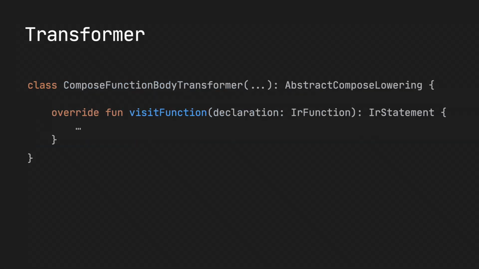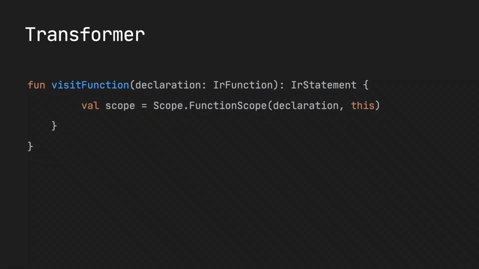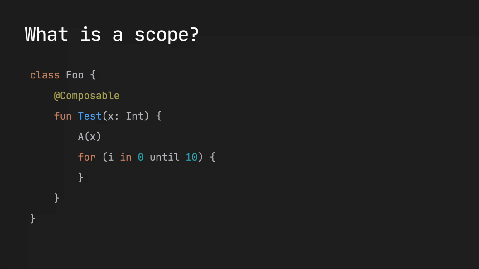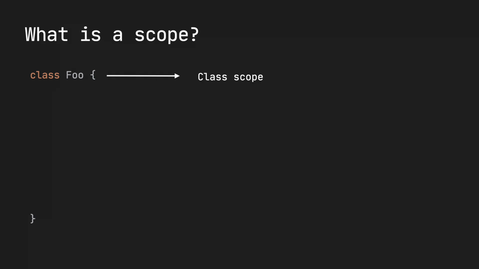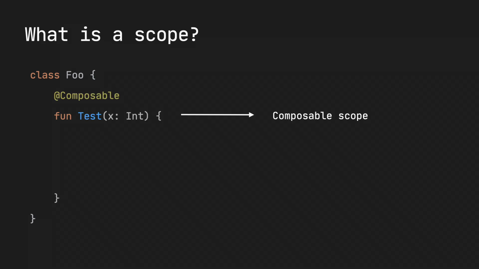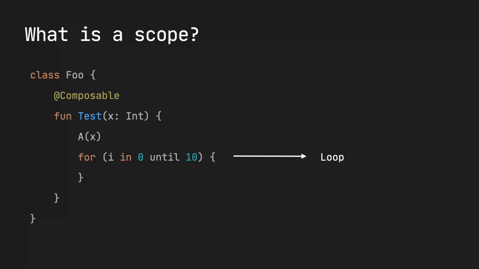So let's look at how this visitFunction works and what the logic is in there. The first thing that it has to do when it visits an IR function type is to create a function scope. Scope is a concept in the Compose compiler plugin, and when you look at a piece of code like this, there are many different types of scopes in here. You have the class scope, you also have this composable function body scope, you also have a scope right here which is inside of this loop.